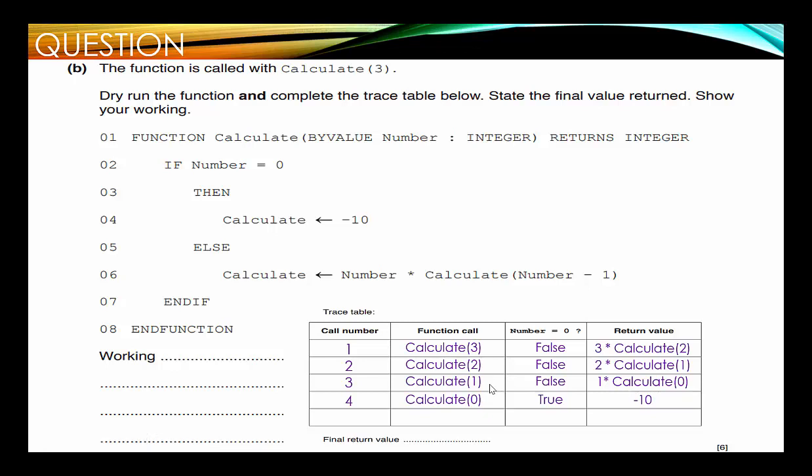Now that the computer knows what calculate(1) equals, which is negative 10, we can now solve calculate(2) because it was 2 times calculate(1). So we do 2 times negative 10, that's negative 20. So now the computer knows the value of calculate(2), which is negative 20, which allows the computer to now solve calculate(3), because it had 3 times calculate(2). We can do 3 times negative 20, which is negative 60, and that is the final value of the call to calculate(3) in this recursive function.